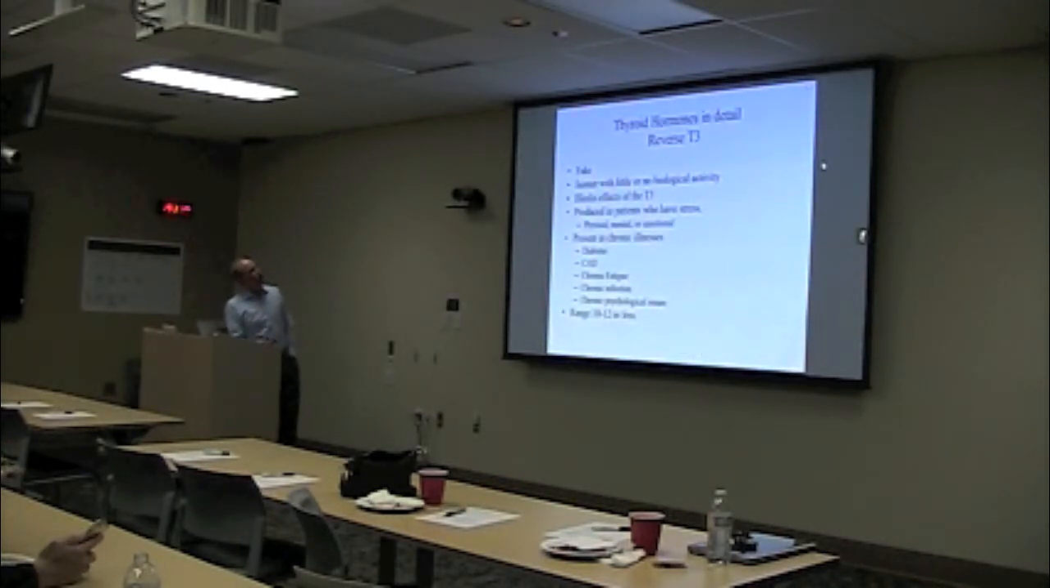Okay, so thyroid, this is reverse T3. Again, I call this the fake hormone. When I'm talking to patients, I want to tell them, this is the active one, it does the job, and this is the fake one that doesn't really work. It's an isomer with little or no biological activity. It blocks the effects of T3. It's produced in patients who have stress. So you get a higher reverse T3 in patients that have stress or chronic illnesses like diabetes, heart disease, depression, things like that. Present in chronic illnesses, diabetes, CAD, chronic fatigue, chronic infection, Lyme disease type things, chronic psychological issues. So we like that to be in a range of about 10 to 12 or less.